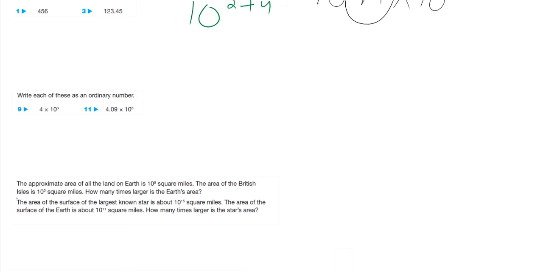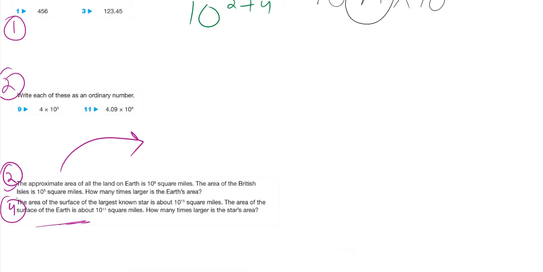Okay, over here we have word problems that also relate to standard form. We are done with the first question, then the second, then the third, and this one will be the fourth. The fourth one is your homework. You can do it on your own. I will do the third one. The approximate area of all the land on Earth is 10 raised to power 8 square miles. The area of the British Isles is 10 raised to power 5 square miles. How many times larger is the Earth's area?